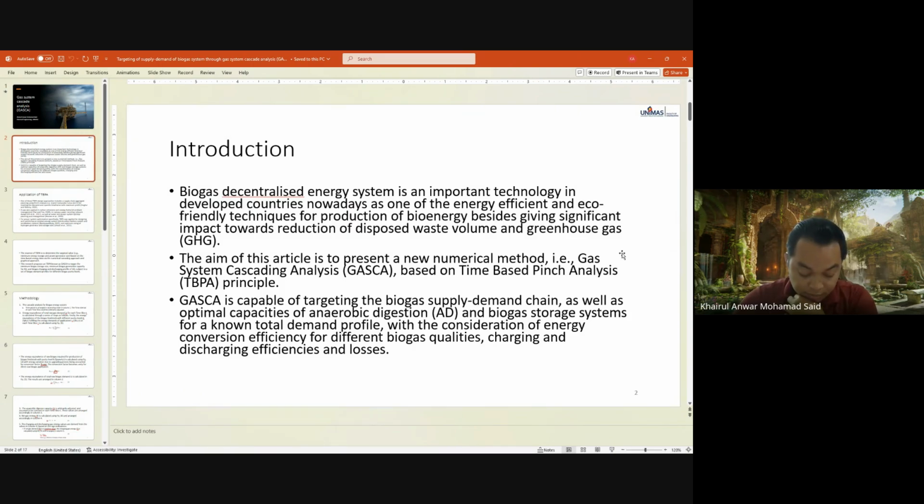So the main message of GASCA is sizing decentralized municipal biogas network under dynamic hourly supply demand chain. The paper is available.